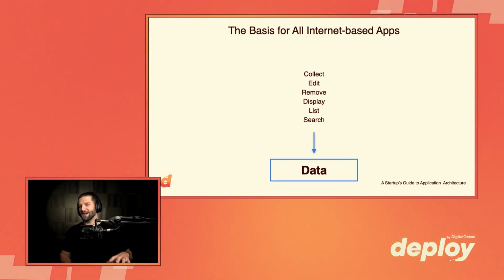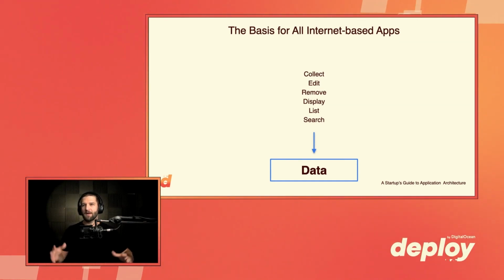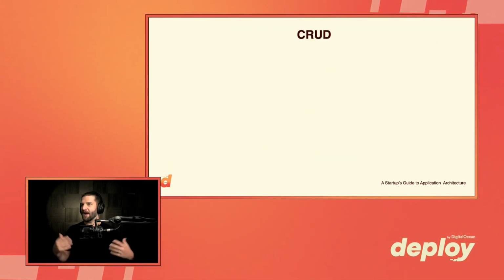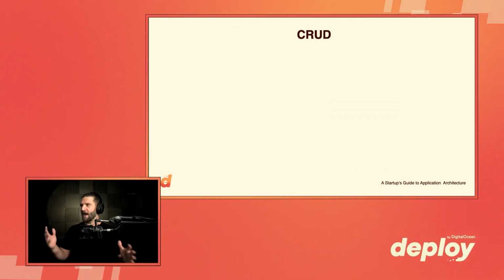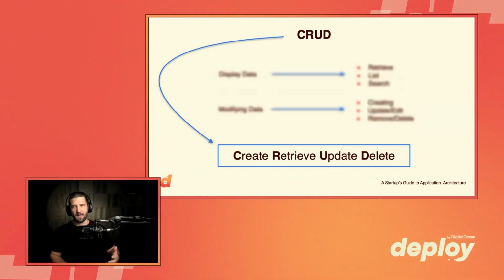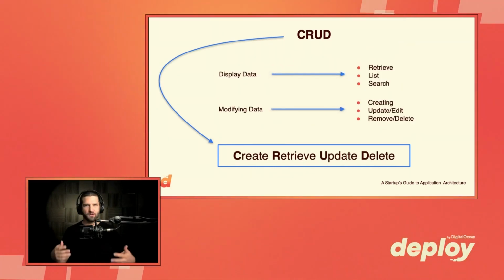Now, of course, I'm talking about value-add business-based internet applications, but the general idea here is these activities make up how we get data, how we manage data, how we can see data, how we can edit it. And this is actually encapsulated with an acronym called CRUD. Now, a lot of application developers know this really well, of course, because it really just describes all of the different activities that happen in managing that data. That's create, retrieve, update, and delete.